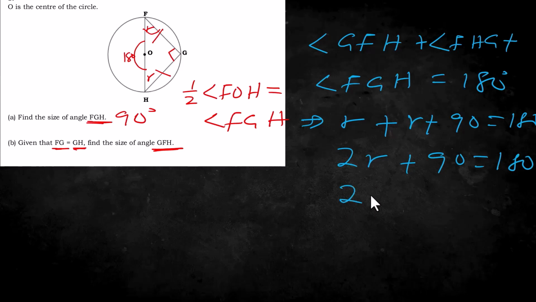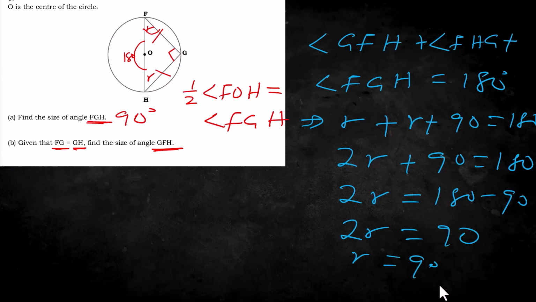So 180 minus 90, so 2R is 90. So R is 90 over 2, which is 45. So this side is 45 degrees. Therefore, we have 45 degrees here. All right.